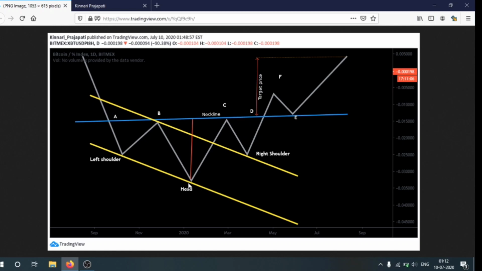Then again you can see that it goes up, and from the top of the head it goes down again and forms the right shoulder. You can see on the screen this is known as the right shoulder. The peak of the right shoulder is almost equal to the left shoulder and higher than the head.